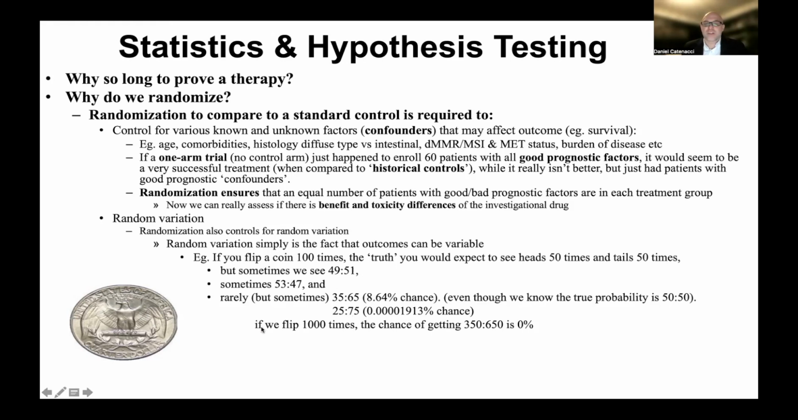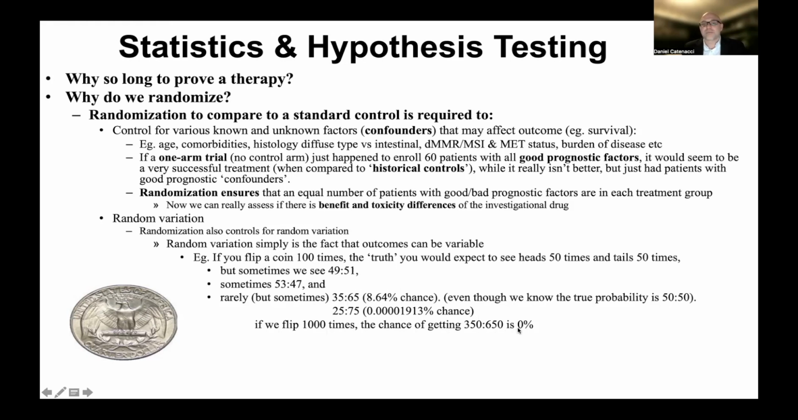The next principle to understand, though, is: what if we flip the coin not 100 times, but 1,000 times? What is the chance of getting 350 heads and 650 tails, which is the same ratio as this one here when we flipped it 100 times, and it was an 8.6% chance of getting that. But now if you do it 1,000 times, it's a near 0% chance. It's not zero, but it's lots of decimal points later.